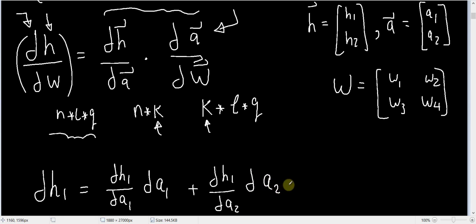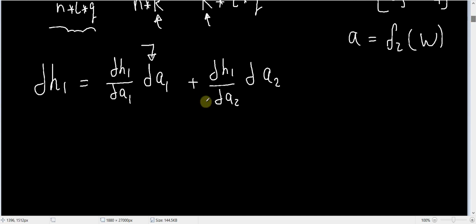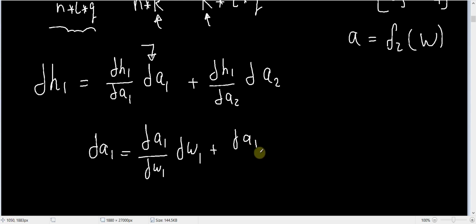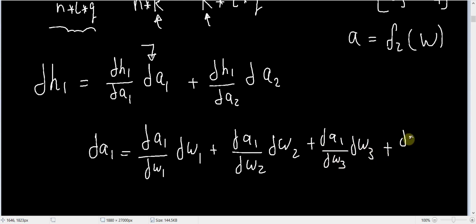But I don't want dH1 in terms of the vector A. I want this in terms of the matrix W. So I can still expand this dA1 using those four terms inside the matrix W, because the vector A is some function of the matrix W. And so dA1 can be written as dA1 by dW1 multiplied by dW1 plus dA1 by dW2 multiplied by dW2 plus dA1 by dW3 multiplied by dW3 plus dA1 by dW4 multiplied by dW4.